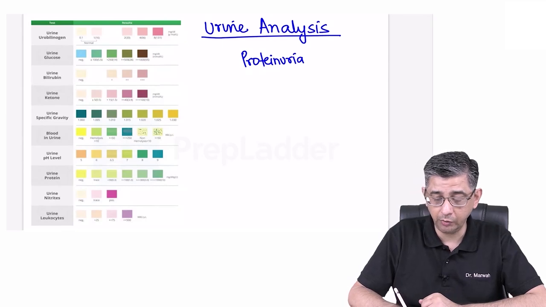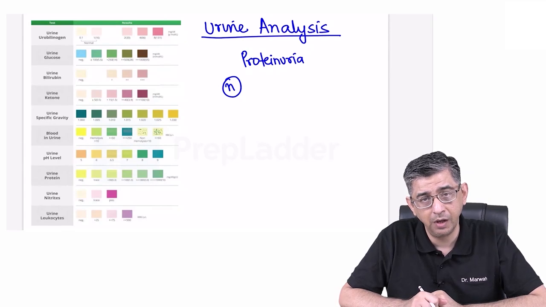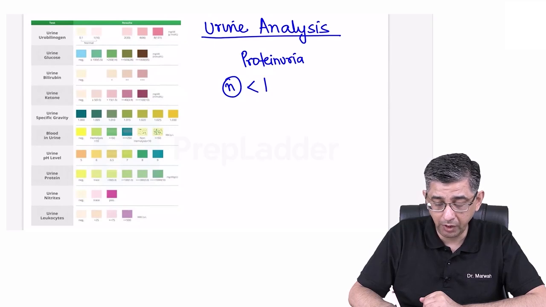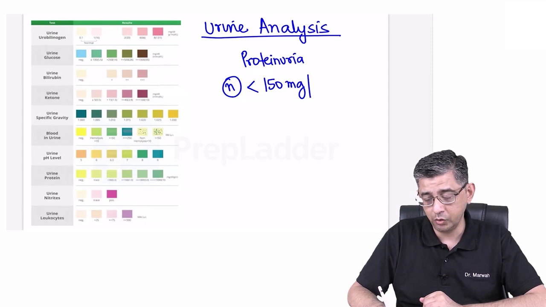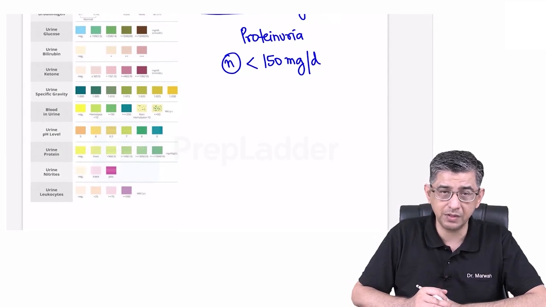With this, the query that would come up is: do we have proteins in the urine of a normal individual? The answer is definitely yes. How much protein is present in the urine of a normal individual? The magnitude would be in the range of less than 150 milligram on a daily basis.